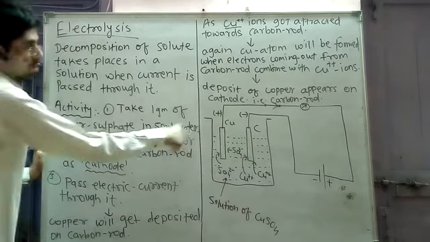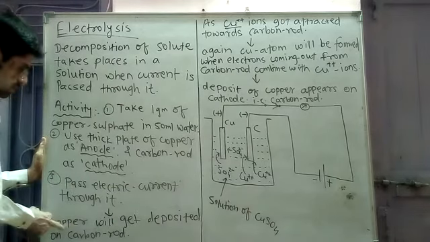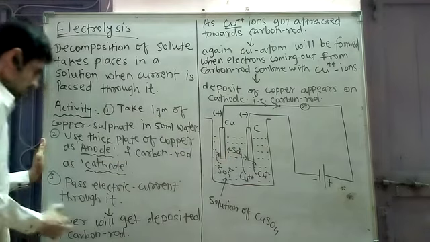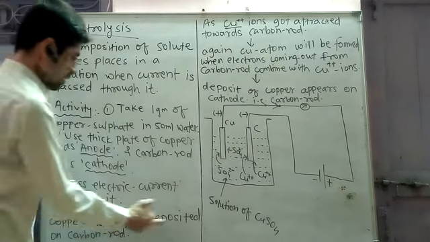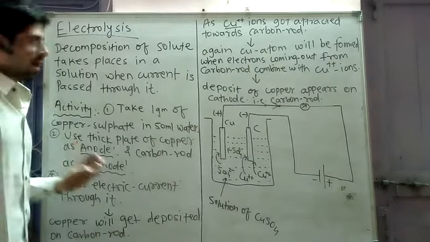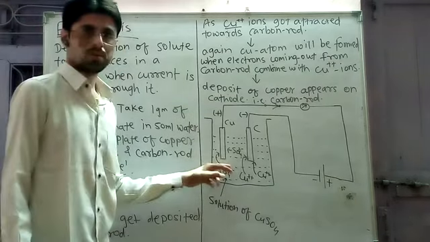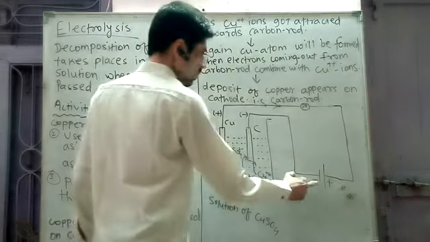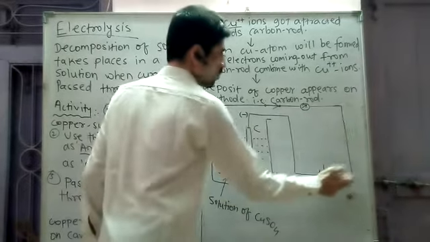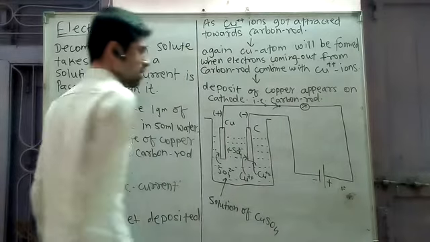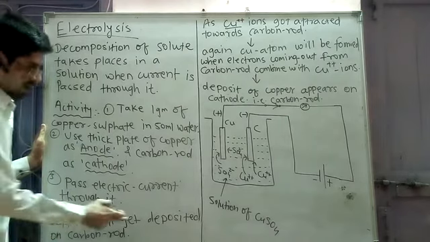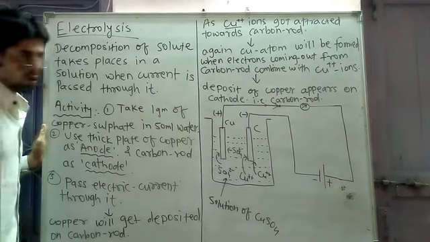through this solution. When we pass electric current through this solution in this beaker, the copper will get deposited on the carbon rod. How will the current pass? As we all know, electrons always flow from the negative terminal to the positive terminal, so the current will flow from positive to negative like this. So as we pass current through this solution, the copper will get deposited on the carbon rod.